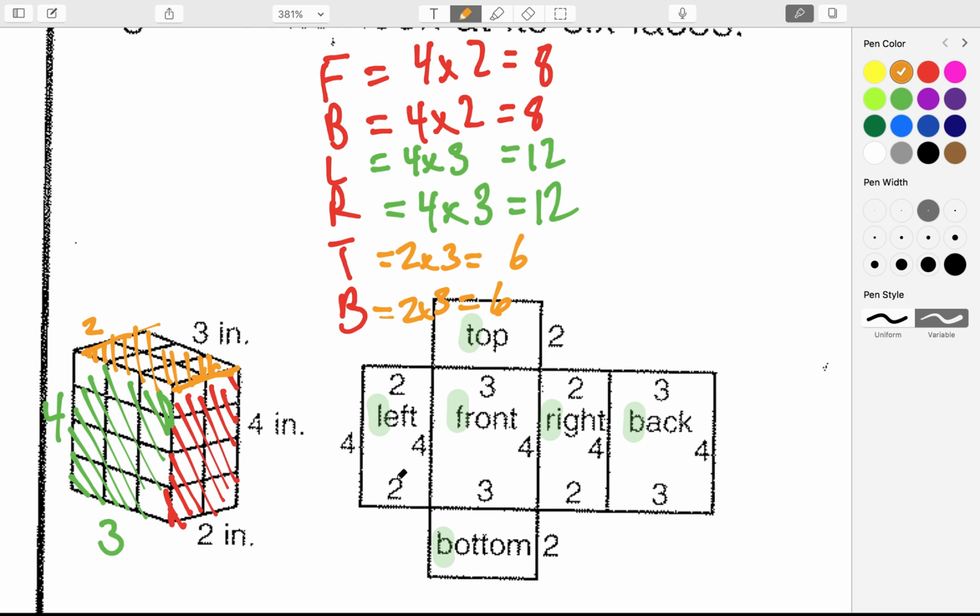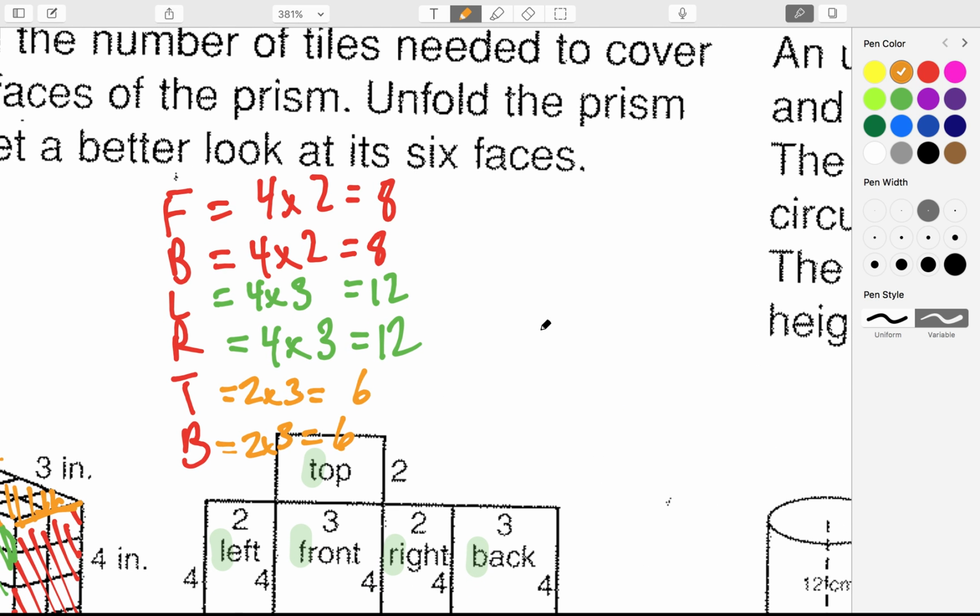So you could think of it as smashing this out and then finding that, or you can look at this picture and find out, okay, what's the area of the top, the bottom, left, right, all of those. Now you're not done at this point. You just organize the information to where you can make sense of it.